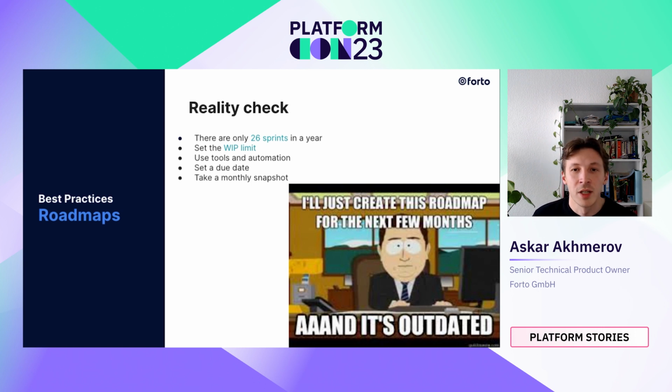What we ended up doing is we agreed on the work in progress limit, and we used the tools and automation out there to make sure that we have a rough overview of the initiatives that have to be worked on through the year, and also a very clear understanding of what the team is doing and focusing on for the upcoming 3 months. What also helps is setting up the due dates and taking monthly snapshots just to make sure that the planning is not terribly wrong, and understand what is the moment of time when you have to adjust your plan and make sure that everybody knows that the adjustment is happening.